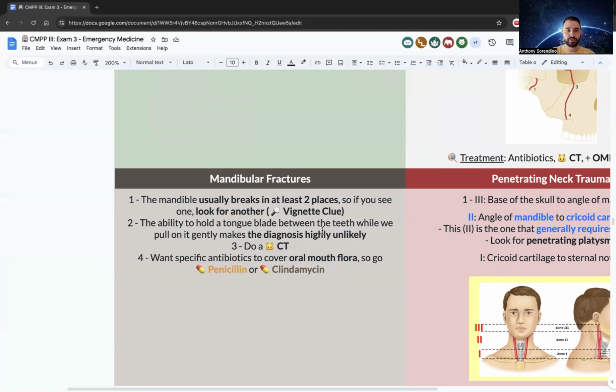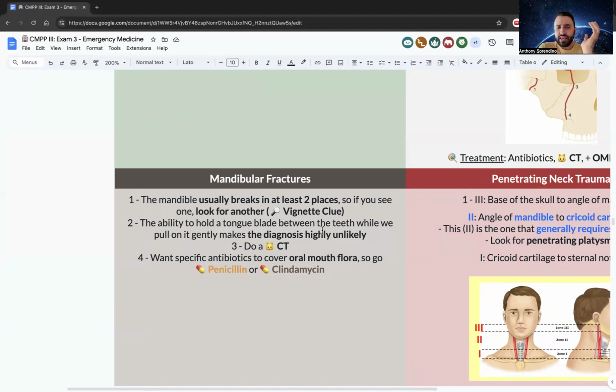And then there's this interesting part too: if you give them a tongue blade or a tongue depressor, they can hold it between their teeth. When you pull on it slightly, it makes the diagnosis highly unlikely here. I guess you would not do a CAT scan.